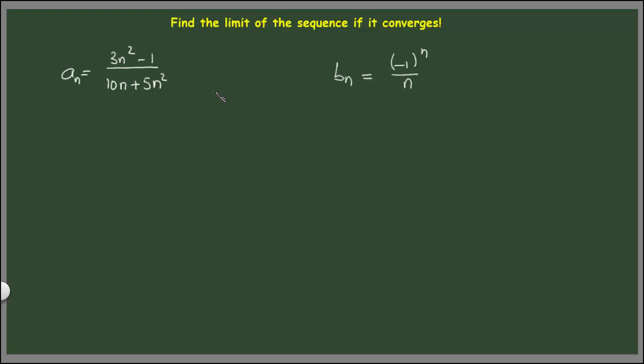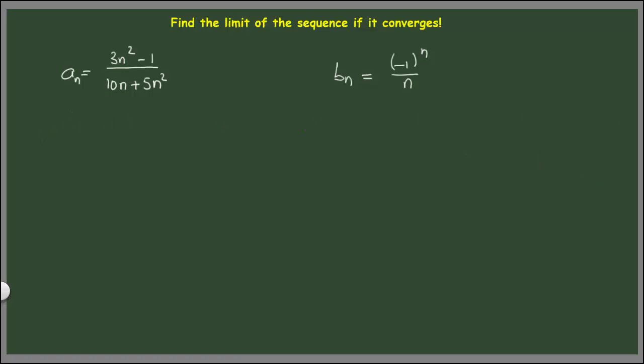Hey, what's going on? We have two sequences here, and we need to find the limit of the sequences and, of course, their convergence. We're going to start with the first one by finding the limit. So it's a kind of proof that they are converging.